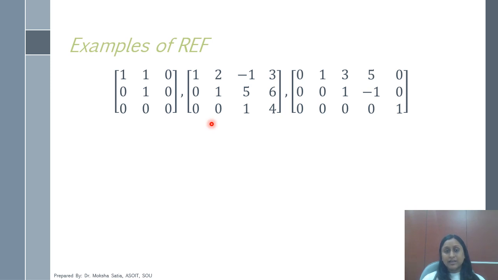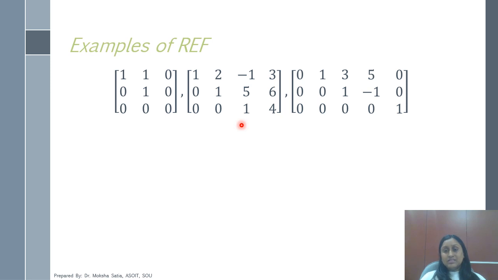Now, moving to the second example, it is also in a row echelon form. Now, let's see, does it have a 0 row? No, it does not have any 0 row. So, let's skip the first condition and come to the second condition: every non-zero row should have a leading one. So, all three are non-zero rows, and the first one has a leading one over here, the second one has a leading one over here, and the third one has a leading one over here. It also satisfies condition 3. So that's why it is in a row echelon form.